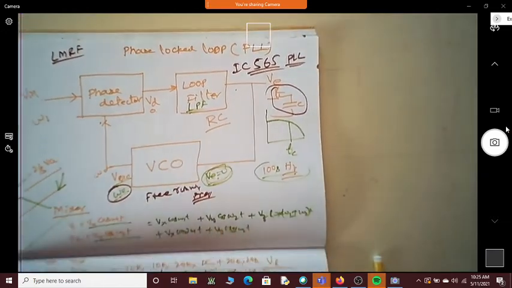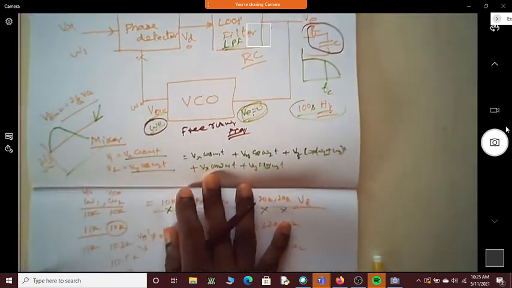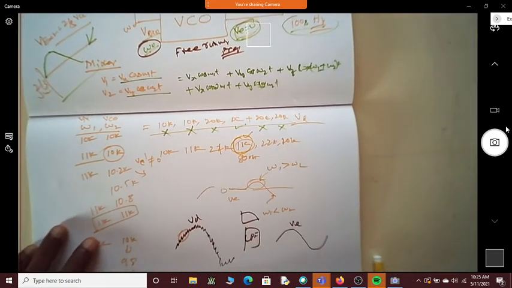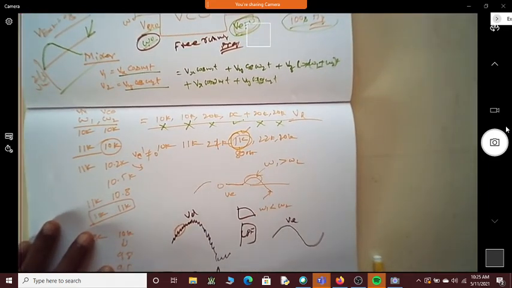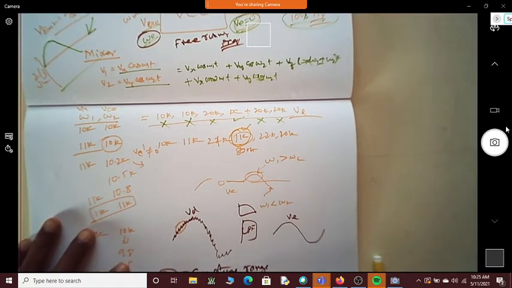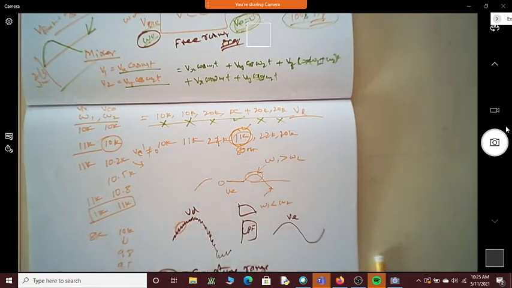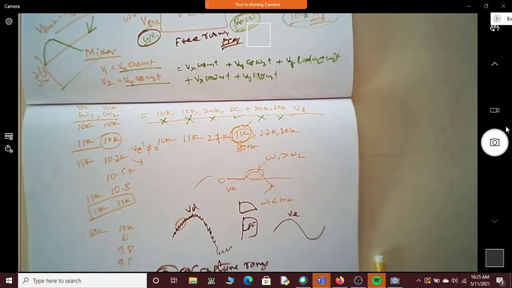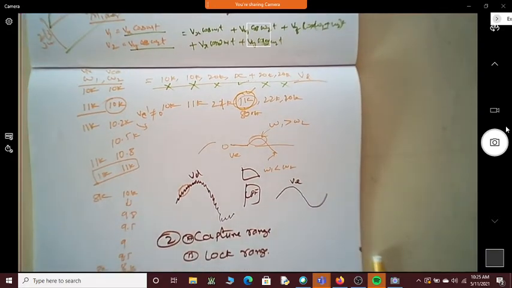Of course, there are two important terms to be defined here. One we call capture range, the other is called lock range. Capture and lock range is analogous to making you first attend the class. I need to capture your attention first. If it is interesting, you will be locked to my class. Otherwise, you'll go out. Correct?